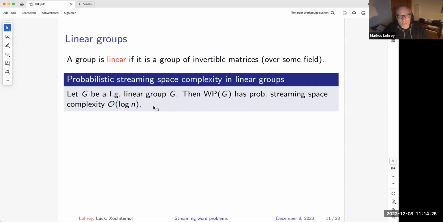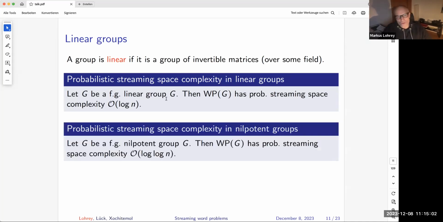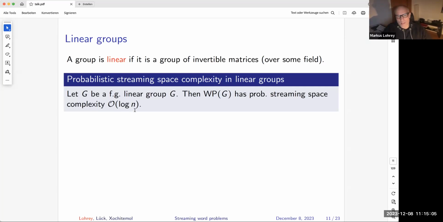The first result is that if G is a finitely generated linear group, G is a subgroup of GL(d, F), then the word problem of G has probabilistic streaming space complexity big O of log n. I do not talk here about a concrete generating set. This is maybe also not surprising. The streaming space complexity depends somehow on the generating set, but not only in a superficial way. It only affects constant factors, the concrete generating set.